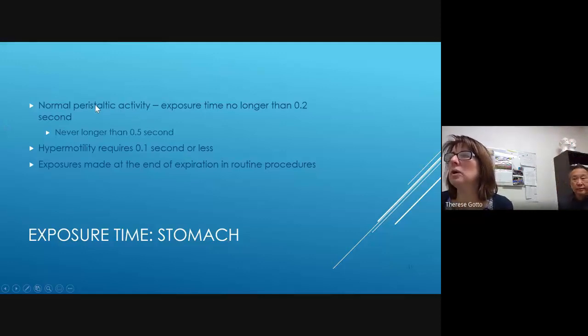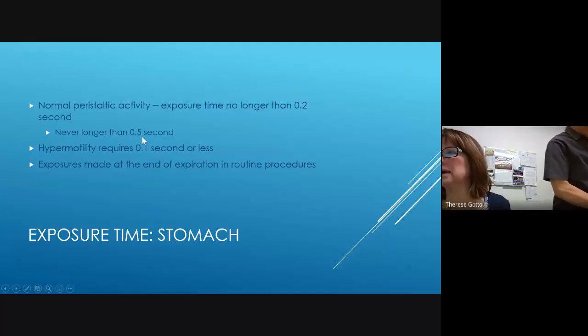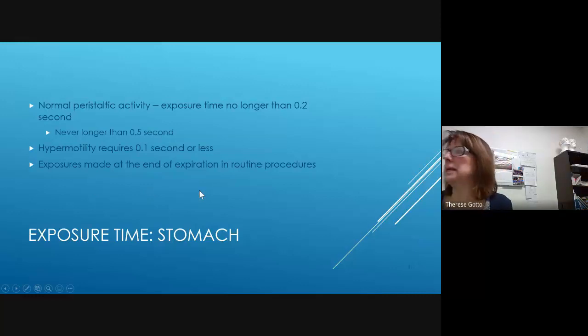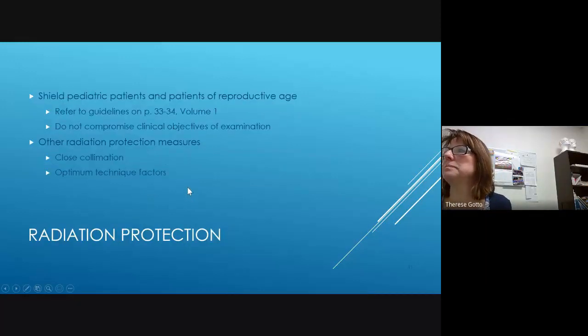Okay, for normal peristaltic activity, so now we're talking about the stomach, we want our exposure time no longer than 0.2 seconds and never longer than half a second, okay? Half a second. We're going to make all of these exposures at the end of expiration.